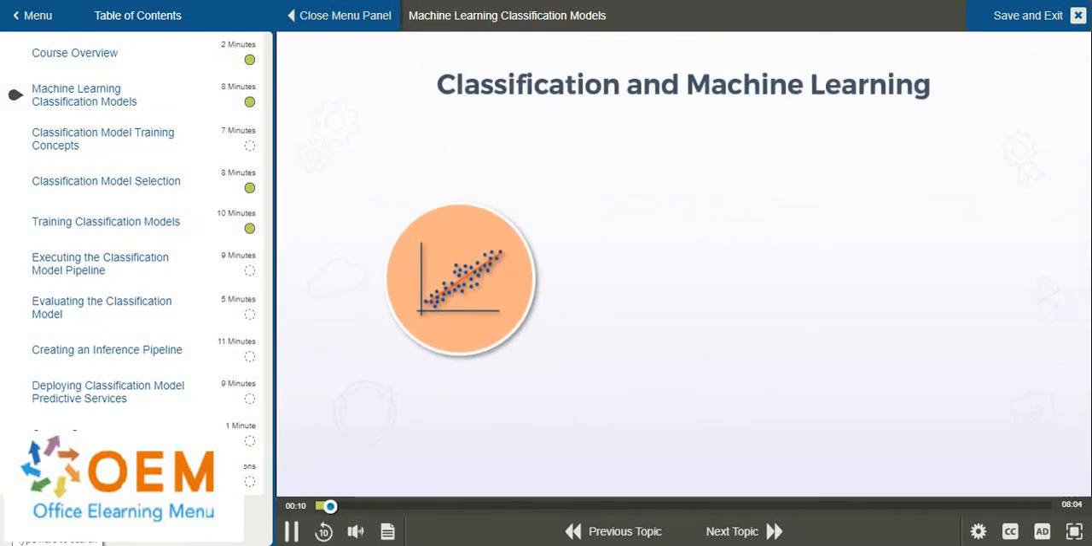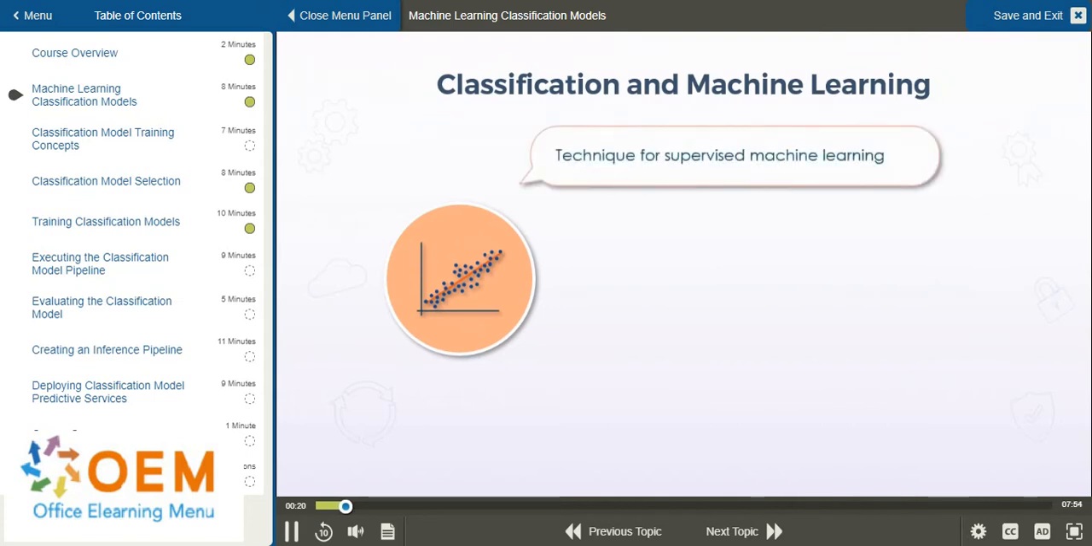When it comes to machine learning, there are a few common strategies: regression, classification, and clustering. So let's talk about classification models. First, it's important to note that classification models are supervised machine learning techniques. The goal of a classification model is to predict the class of the items in the given input dataset.